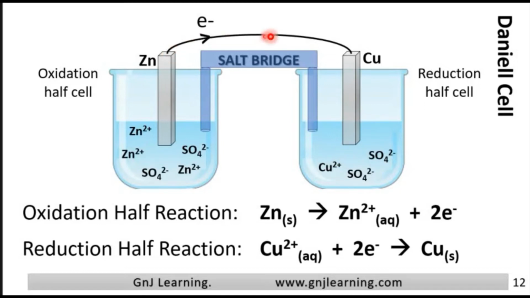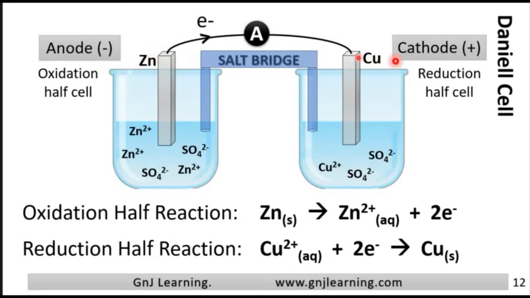The flow of electrons through this wire can be detected using devices like an ammeter, or you can connect a bulb. All these things will work because there is a flow of electrons through this wire. As we have learned in the electrolysis process, the electrode where reduction takes place is called the cathode, and where oxidation takes place is called the anode.